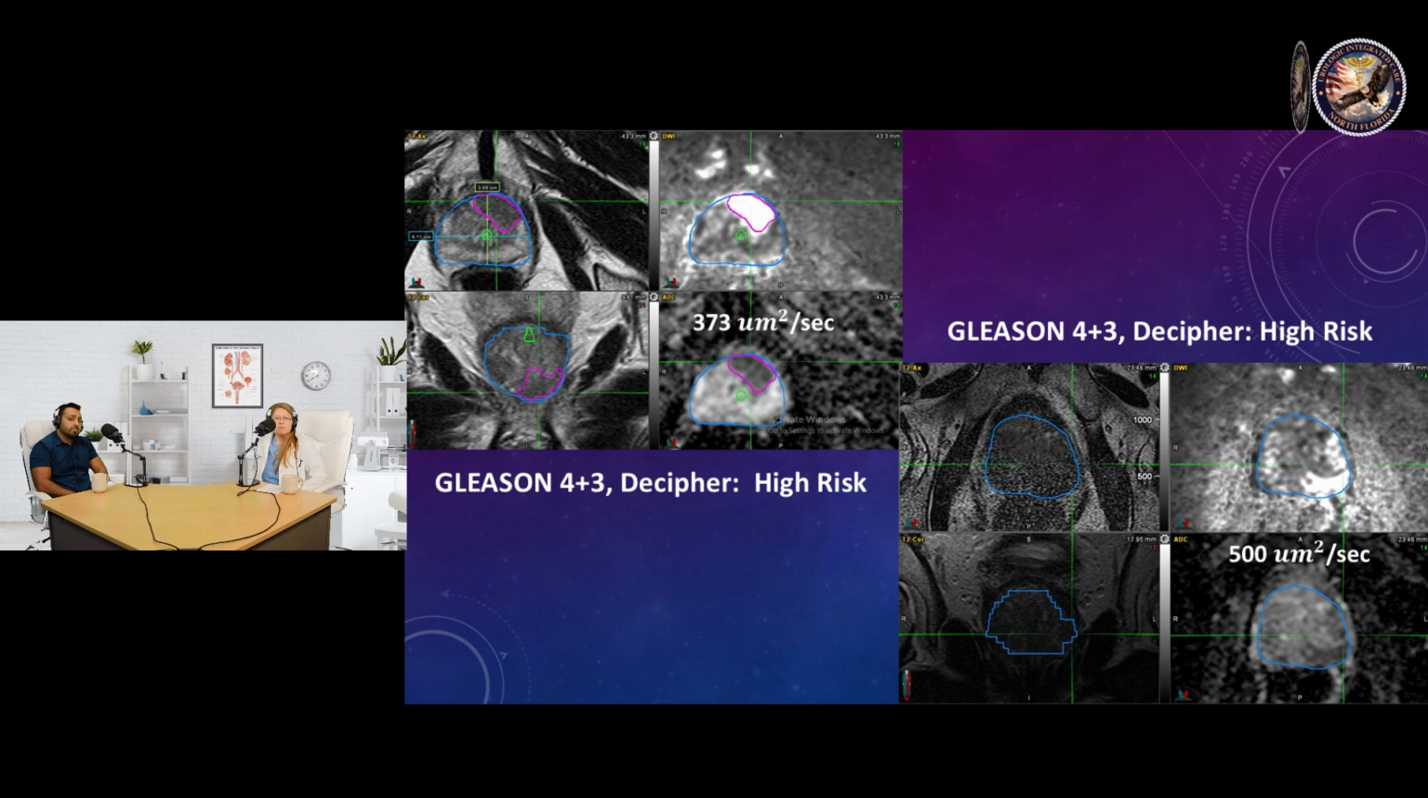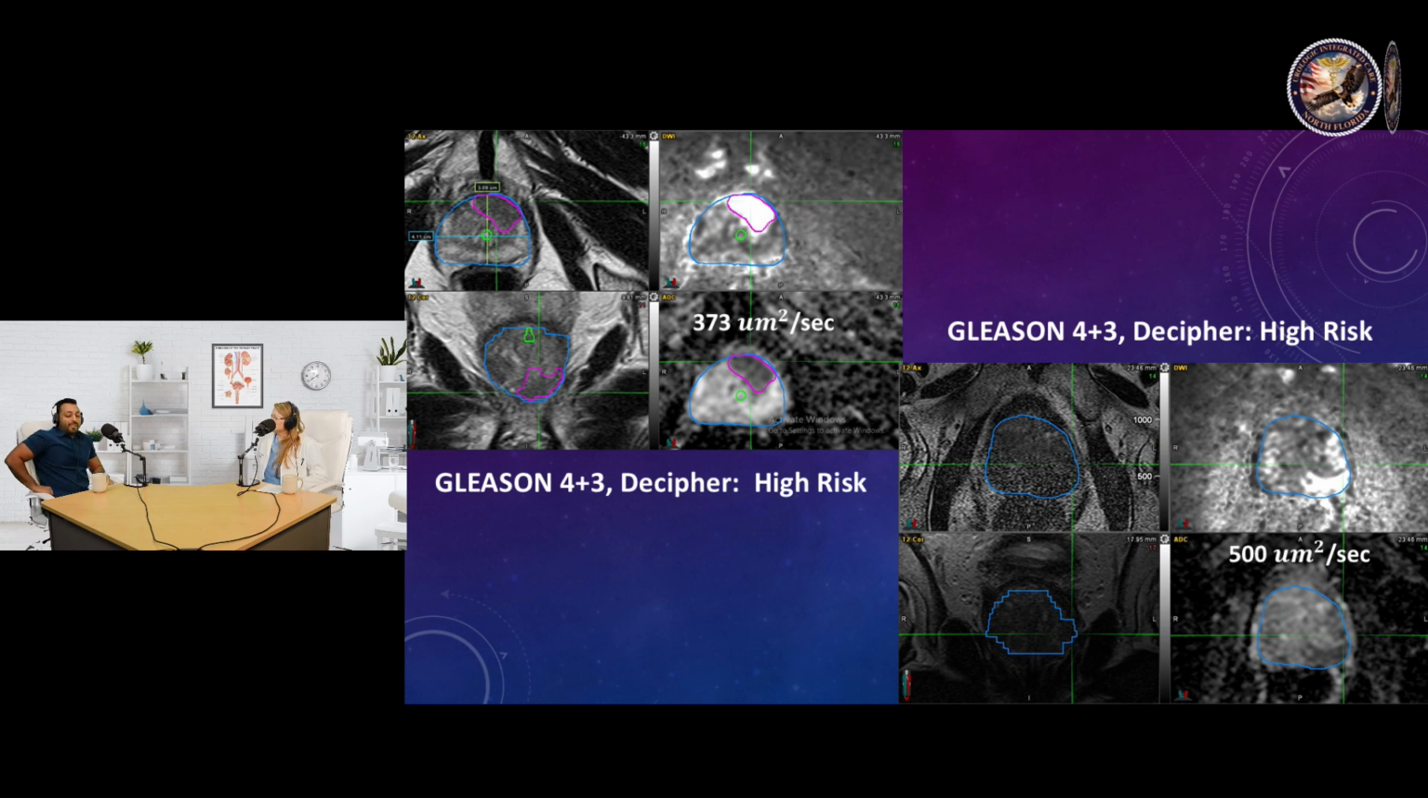Now, this is an unfavorable Gleason 4+3 tumor, and you can see that the ADC min was 373 micrometer per second, and then you can see the diffusion-weighted image, then very, very bright. What do you think, Manish? When you look at this, does it look more like a PI-RADS 5? Oh yeah.